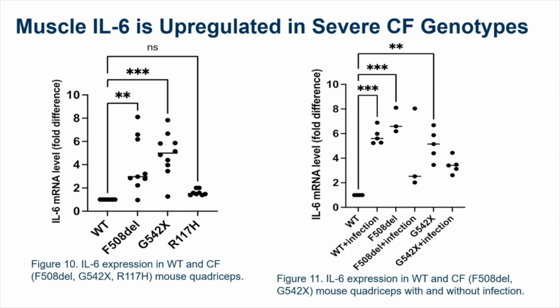However, when you look at the infected CF mice compared to their non-infected CF counterparts, there is no significant upregulation or downregulation in IL-6 expression. So this suggests that basally IL-6 is already being upregulated in delta F and the G542X mice, and that it does not respond to infection.